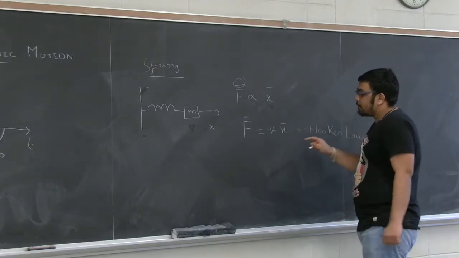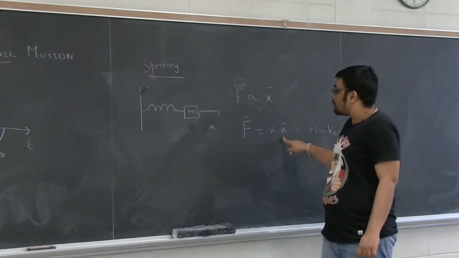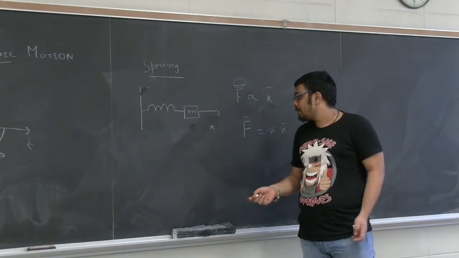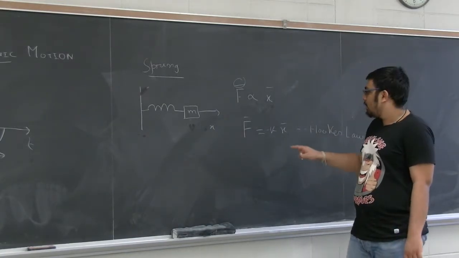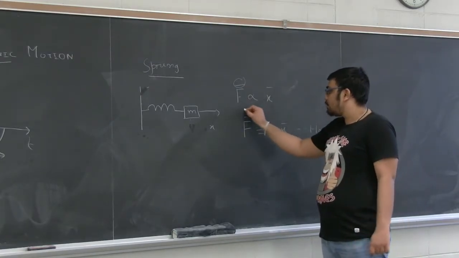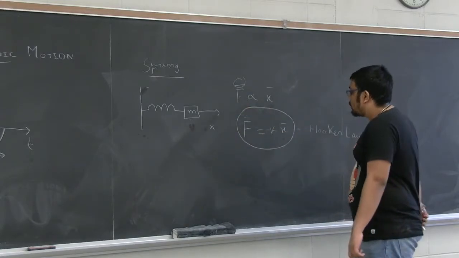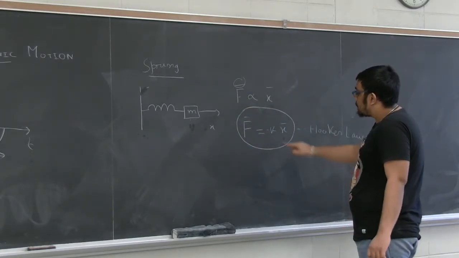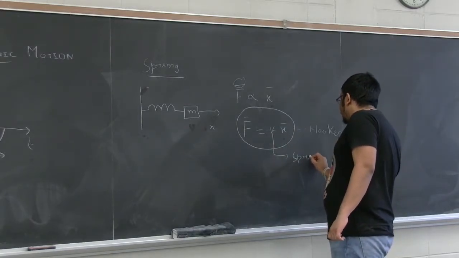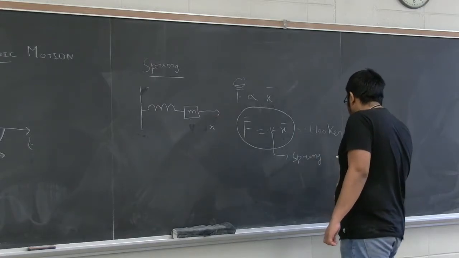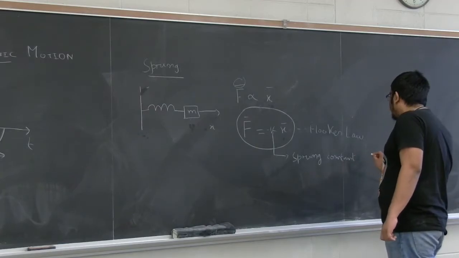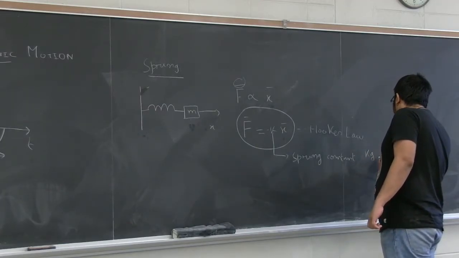And this holds up till a certain point. So if we keep on stretching the spring, after a certain point the spring will snap or get deformed, and then this will not hold. But in the regime that we will be working, this equation works fine. So this constant k is known as the spring constant, and it has units of Newton per meter. Or if we write everything in fundamental units, it is kg per second squared.